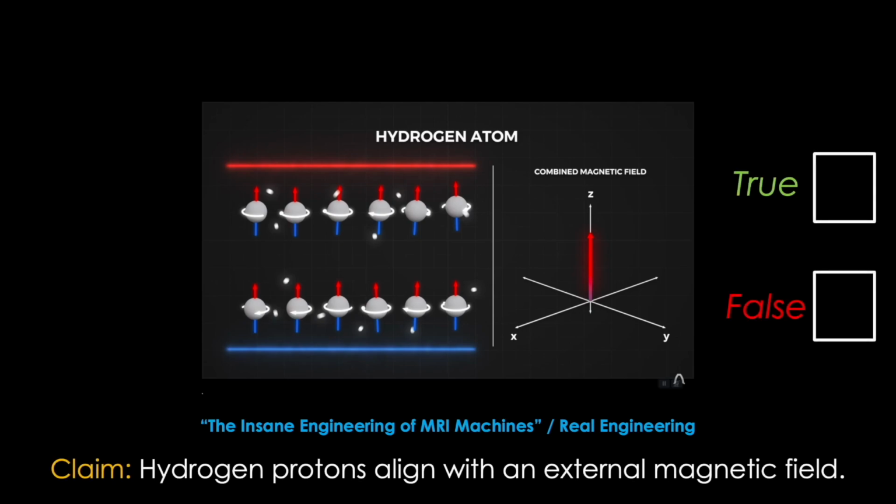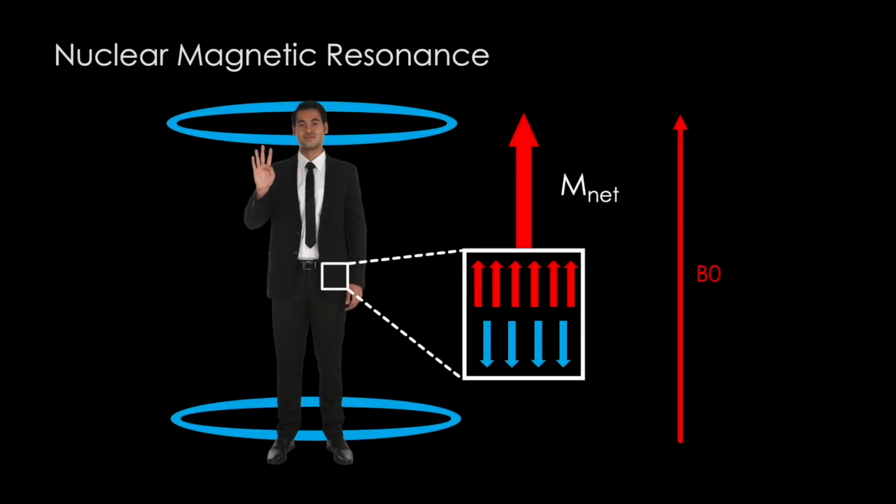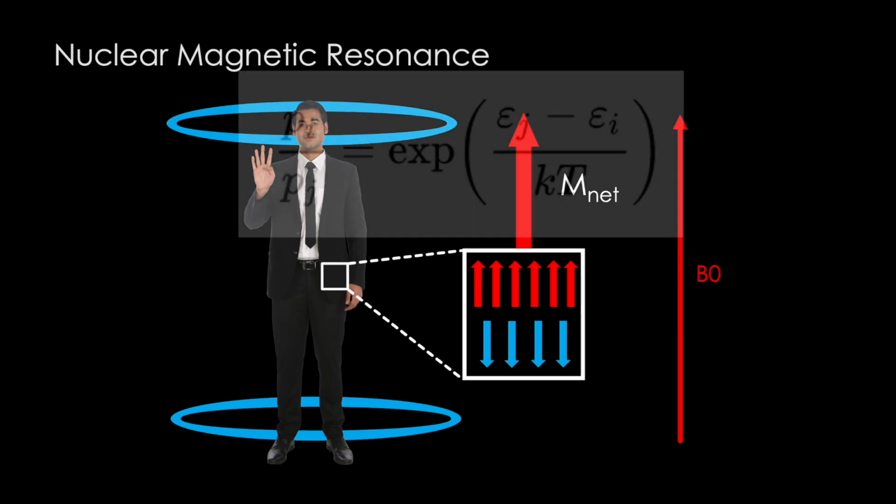Claim. Hydrogen protons align with an external magnetic field. This is true. We usually simplify this by showing the protons aligned either with or against the magnetic field, the orientation aligned with being the most energetically favorable. But as always in MRI physics, you can go down a rabbit hole on this, and the truth is that there is more to the story.